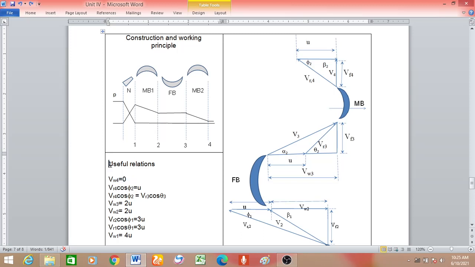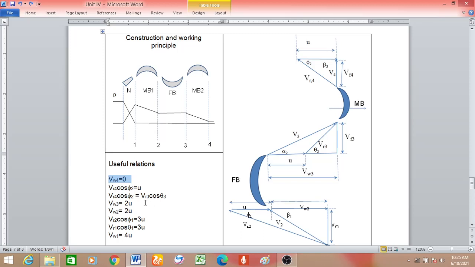Okay, now we shall see some useful relations, some important relations from which we can derive the conditions for maximum efficiency or optimum speed ratio, etc. So we see that VW4 must be equal to 0.